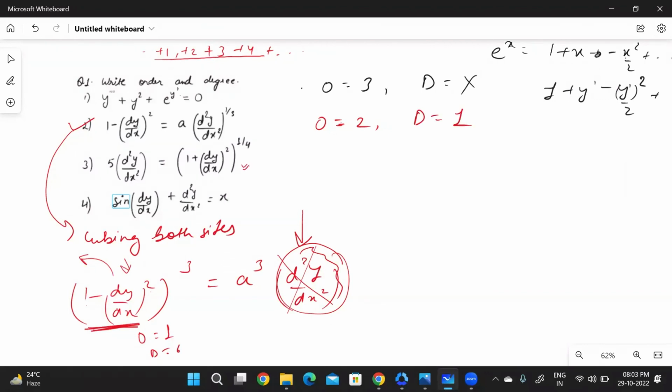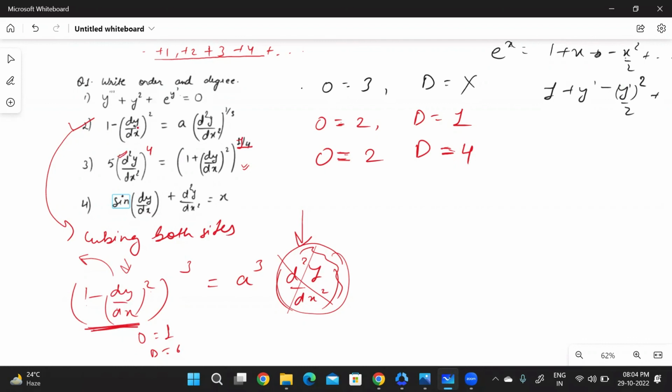Now third one, we can just take power 4 on both sides. Right, so obviously this will not affect, but what is the order and degree here when you take power 4 on both sides? It's order is 2 and degree will be 4. Yes, degree will be 4 because we'll get 4 here and we'll get 1 here. Okay. So we're going to look for this because this is of higher order.